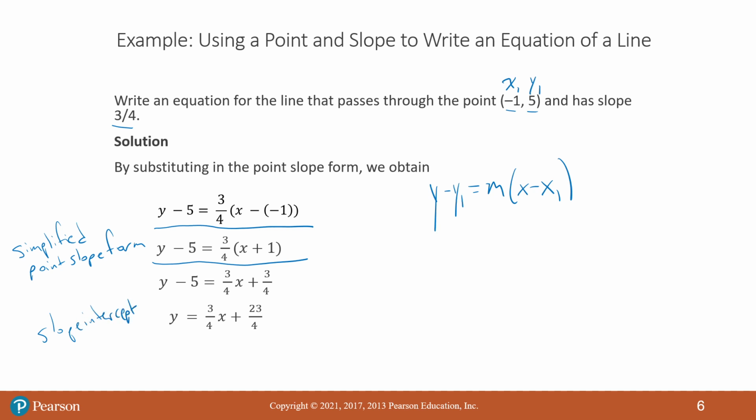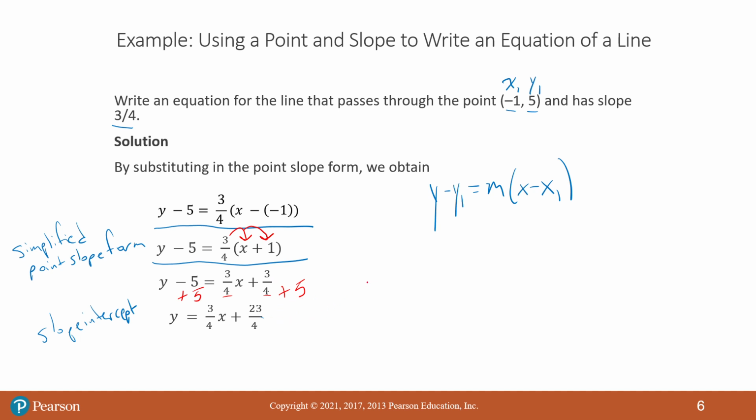If we simplify it down, the first thing that we're going to do here is distribute that 3/4 to our parentheses. So we're going to distribute it to our x, and we're going to distribute it to our 1 here. So 3/4 times x is 3/4 x, 3/4 times 1 is 3/4. That's where we get these. Then we're going to solve for y by adding 5 to the other side. So essentially, we're adding 5 to 3/4. So when we simplify it, we get y equals 3/4 x plus 23/4. 23/4 came from 3/4 plus 5.